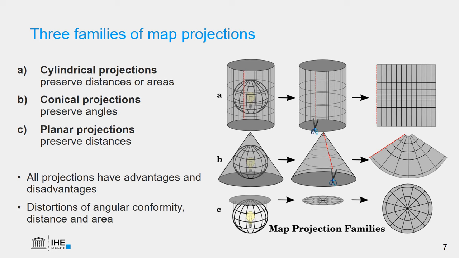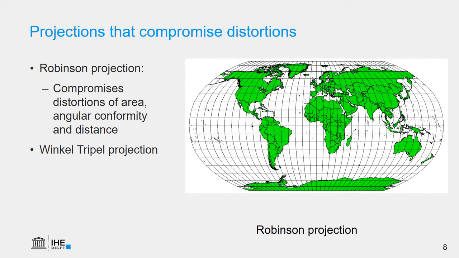All projections have advantages and disadvantages, and there are distortions of angular conformity, distance and area. So we can minimize the problems of one distortion by choosing a certain projection. There are also projections that compromise all distortions, which still means that there is an inaccuracy, but it minimizes all the distortions of area, angular conformity and distance. An example is this Robinson projection, or the Winkel Tripel projection.